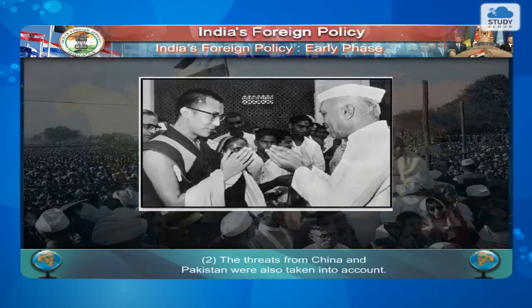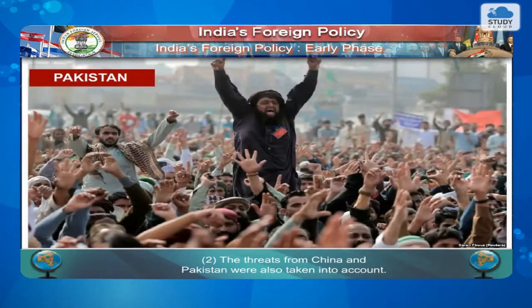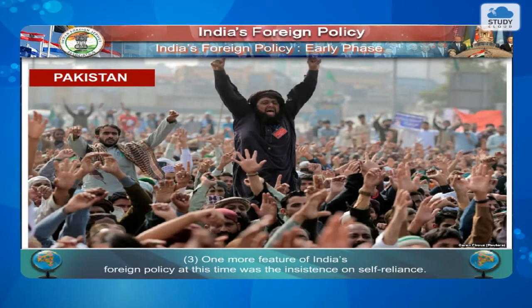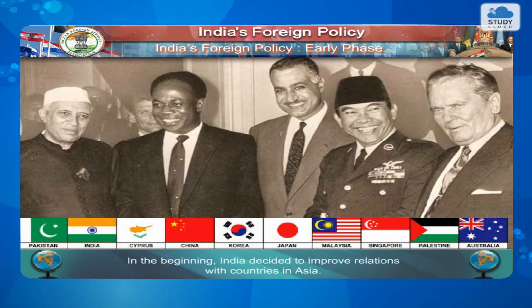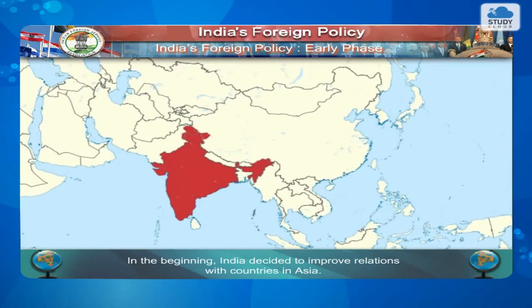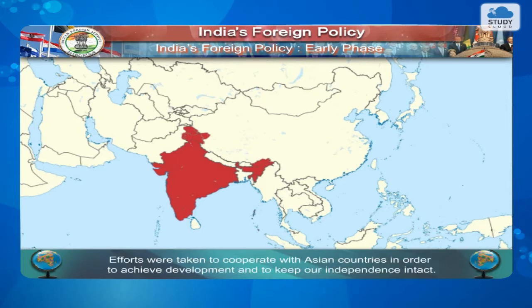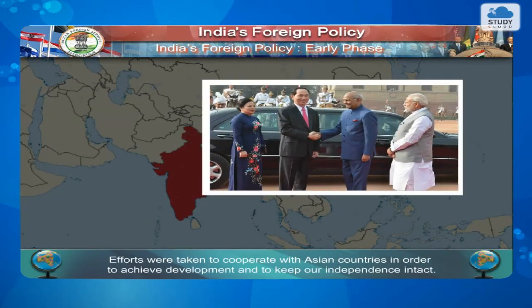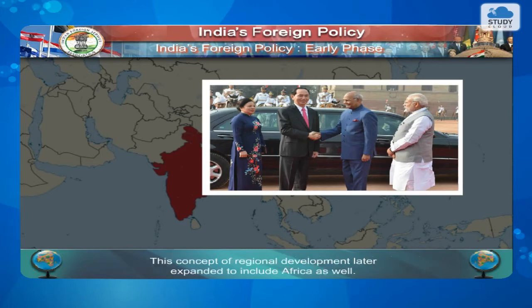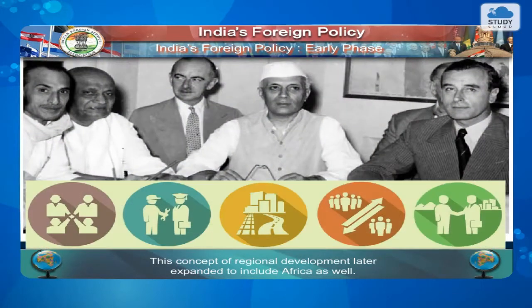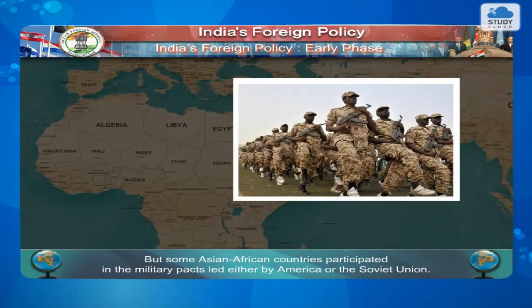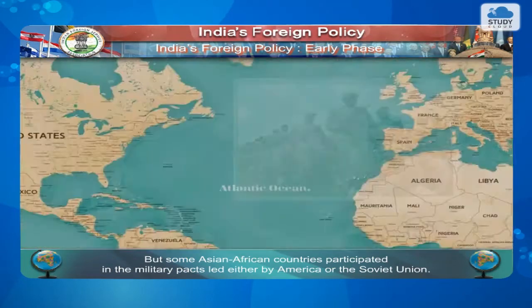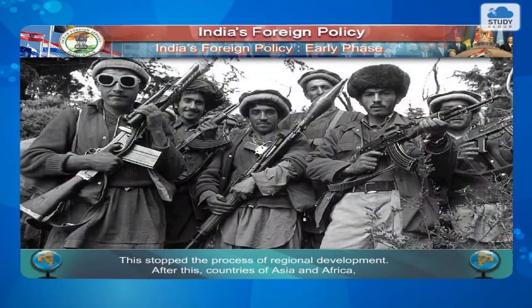2. The threats from China and Pakistan were also taken into account. 3. One more feature of India's foreign policy at this time was the insistence on self-reliance. In the beginning, India decided to improve relations with countries in Asia. Efforts were taken to cooperate with Asian countries in order to achieve development and to keep our independence intact. This concept of regional development later expanded to include Africa as well. But some Asian African countries participated in the military pacts led either by America or the Soviet Union. This stopped the process of regional development.